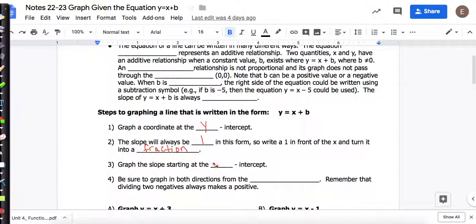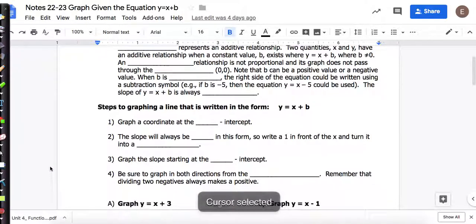Graph the slope starting at the y-intercept. Be sure to graph in both directions from, you guessed it, the y-intercept. So notice I'm emphasizing where we're starting, the y-intercept. Remember that dividing two negatives always makes a positive. So remember, when we go down and left, that's two negatives, and it still makes a positive slope because two negatives makes a positive. Okay, so let's look at our first example.